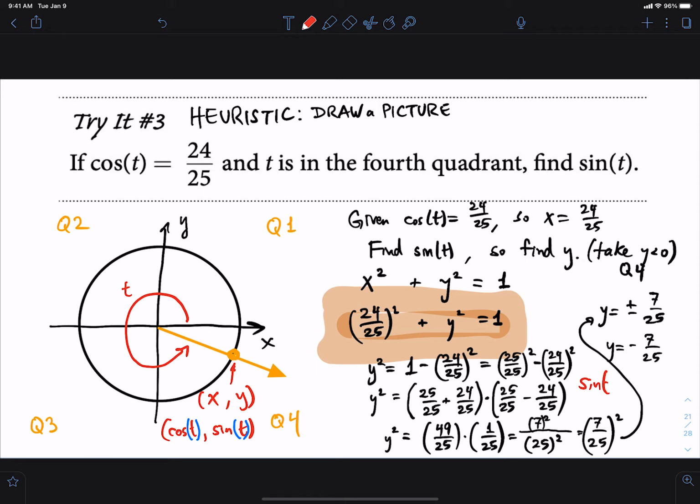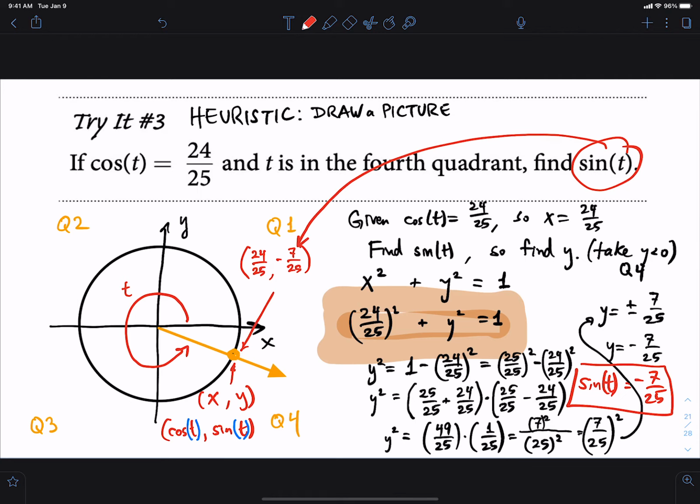Sine of this angle is negative 7 over 25, and let's put a box around that. And you can see that that makes sense. The coordinates of that point are 24 over 25, that's close to 1, and negative 7 over 25. And sine of t, that is the y coordinate. So let's move on.